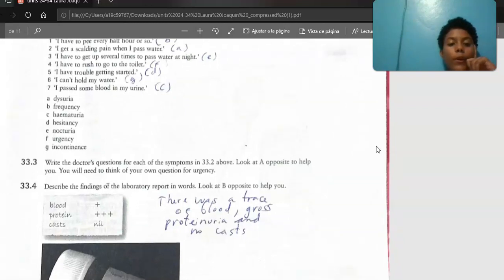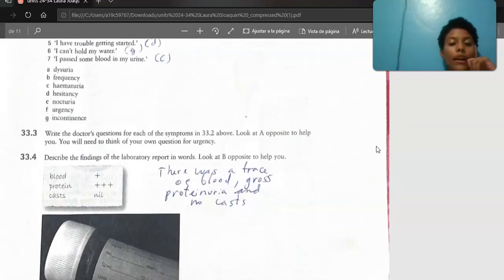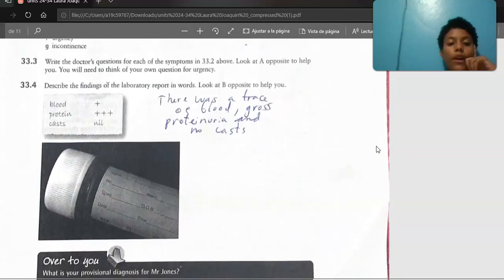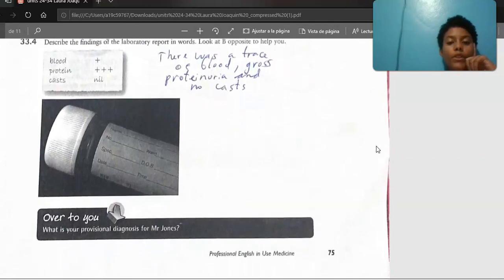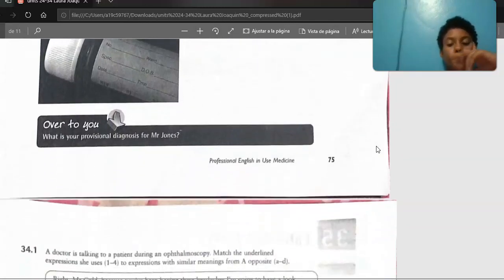I have to rush to go to the toilet. Urgency. I have trouble getting started. Hesitancy. I can't hold my water. Incontinence. I passed some blood in my urine. Hematuria. Write the doctor's questions for his symptoms. Describe the findings of the laboratory report, using the list opposite to help. There was a trace of blood, mild proteinuria, and no casts.